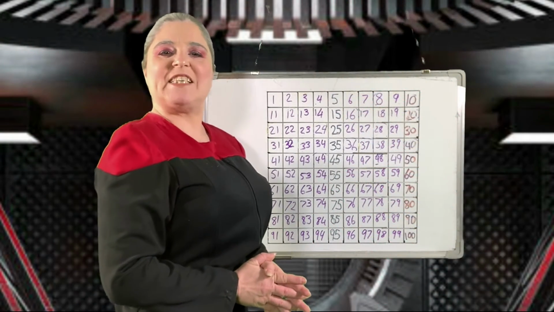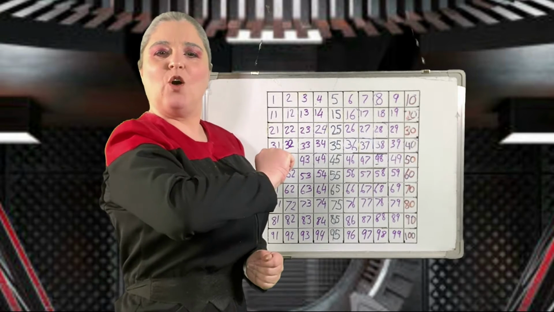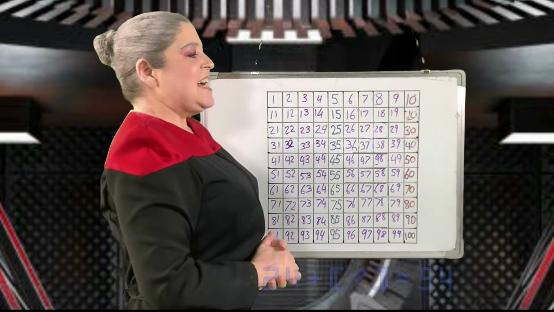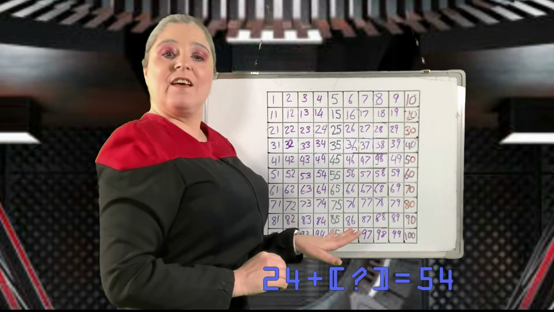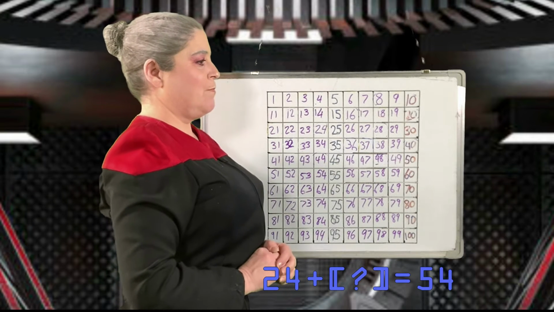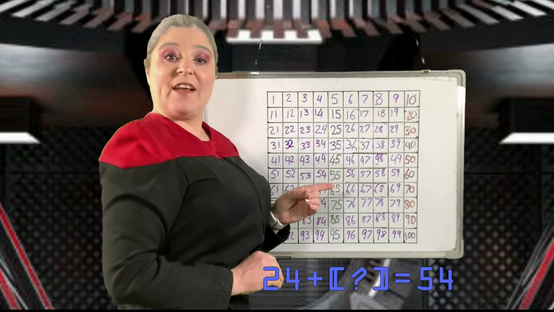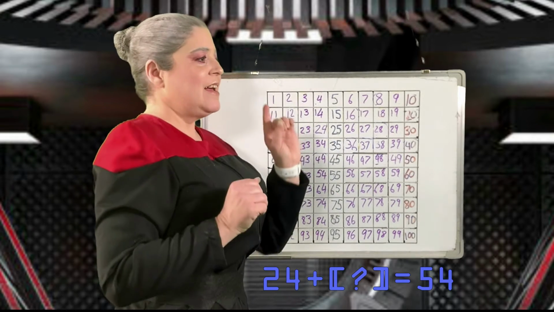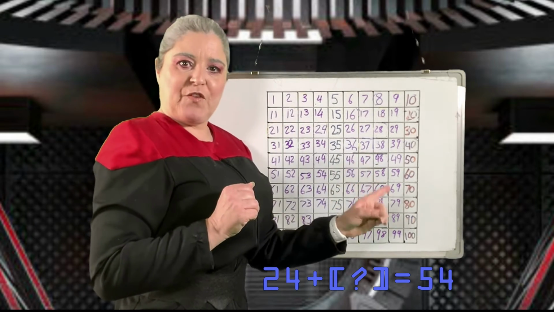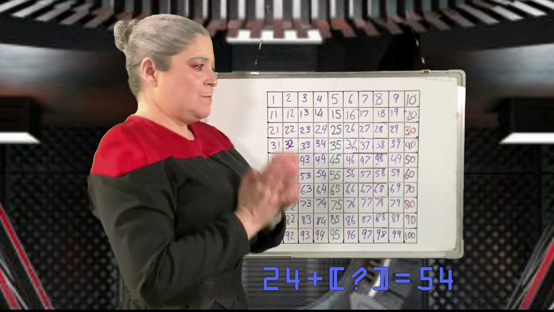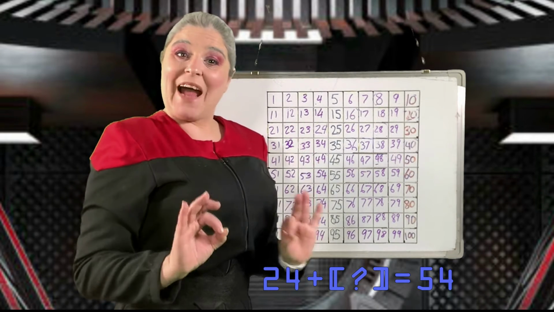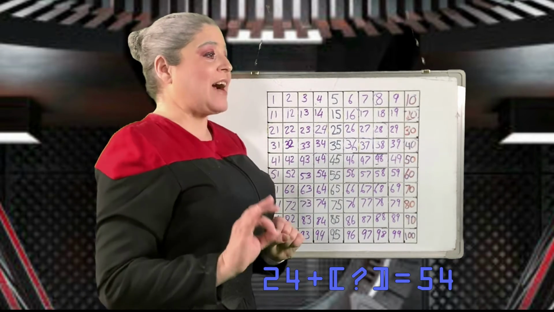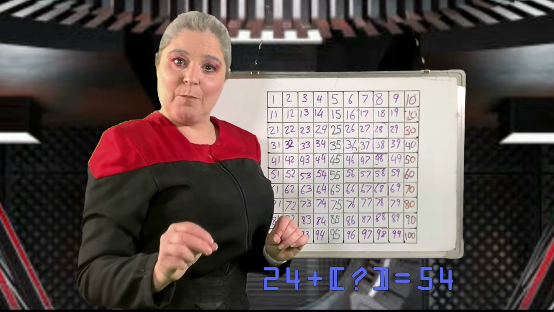All right, Space Cadets. I hope you are ready. Take a look at this sum. 24 plus something equals 54. How might we be able to work out the missing number?